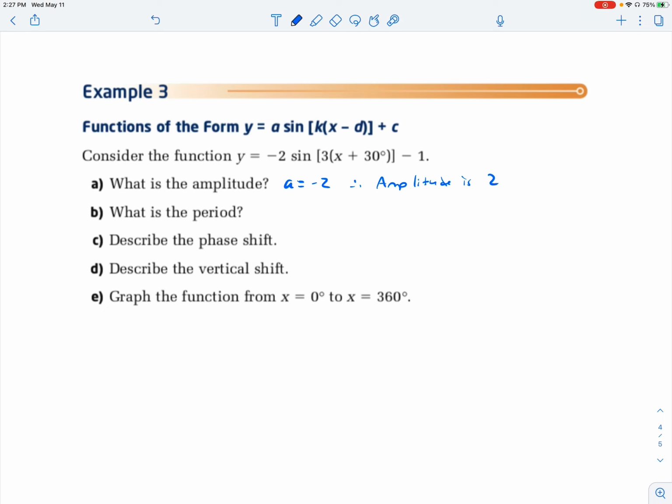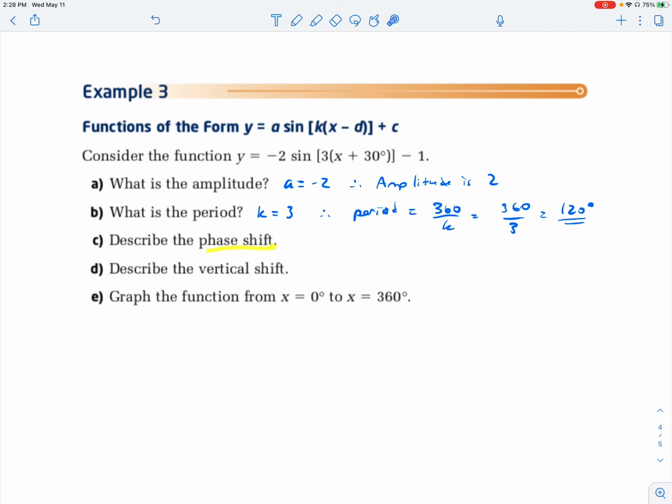What is the period? Well, k is equal to 3 in this example. Okay, there's k. It lines up with this here. So that means the period is equal to 360 over k, which would be 360 over 3, which is 120 degrees. So that's the distance for one cycle.